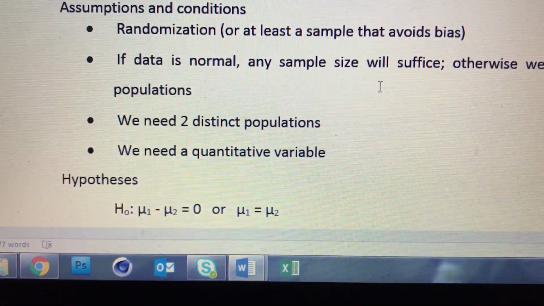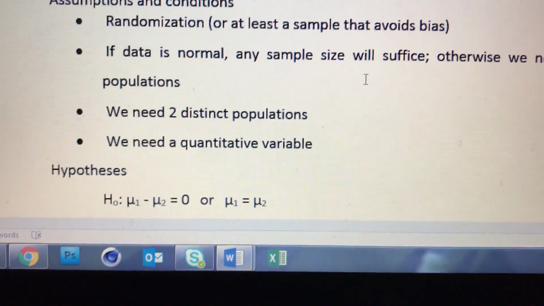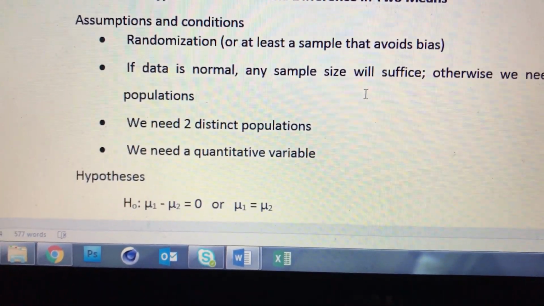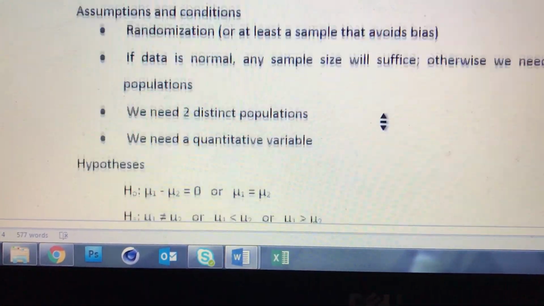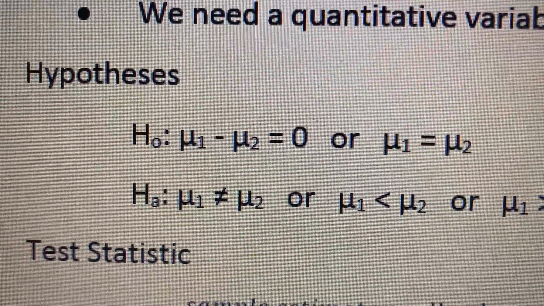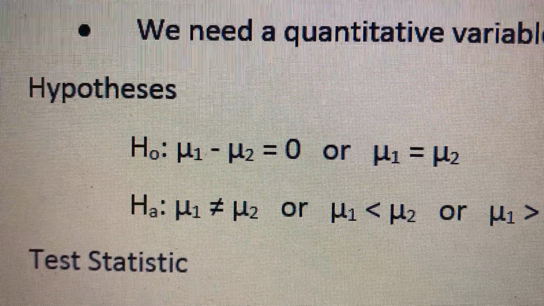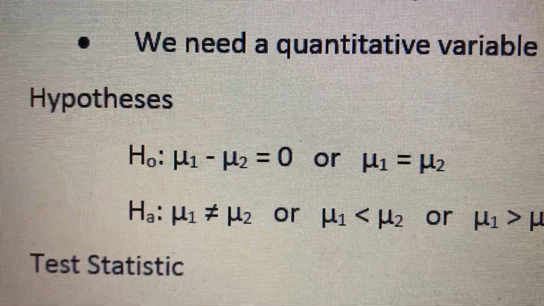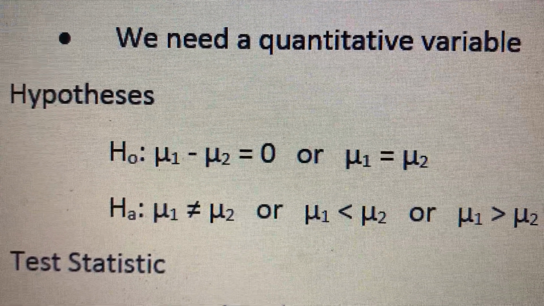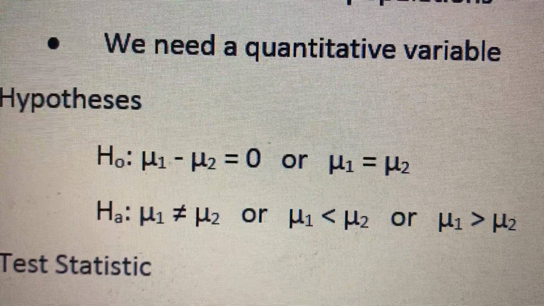We do need 2 distinct populations, and we need a quantitative variable. Cannot find the average of a categorical variable. Step 2, formulate your hypotheses. Our null hypothesis is always our parameter of interest equals some null value. And our parameter of interest, the difference between 2 population means, is mu1 minus mu2.